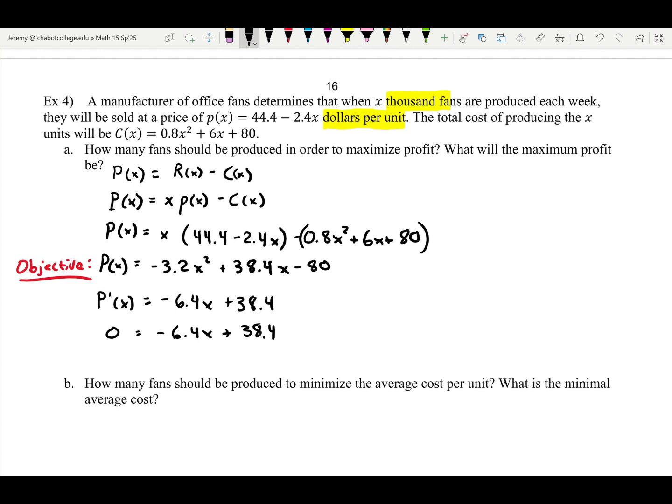How about add 6.4x to both sides, divide both sides by 6.4, and I get that x is equal to 6. Kind of a nice number there. This is a good opportunity to mind our units. 6 what? 6 fans? No. 6,000 fans. So I'm just going to write that in here to try and stay grounded here. 6,000 fans.